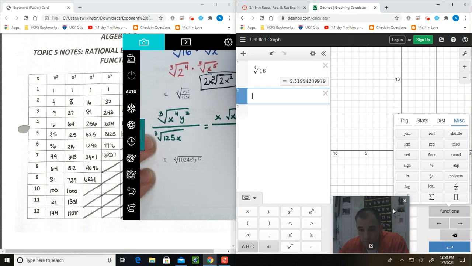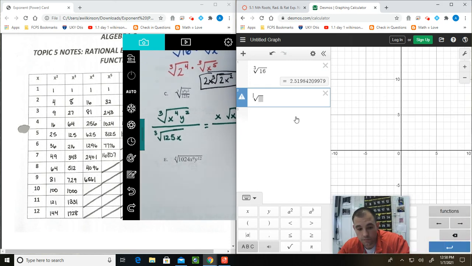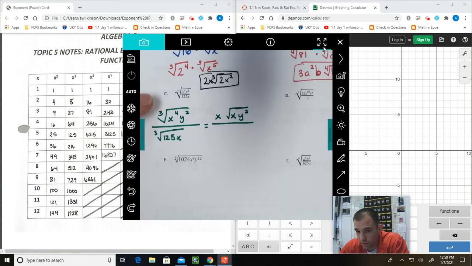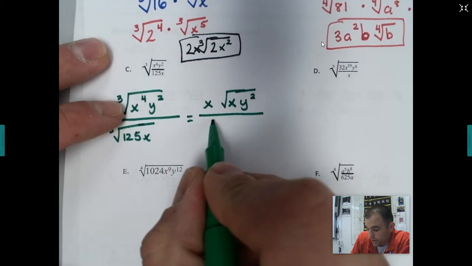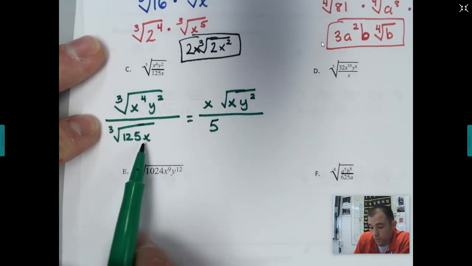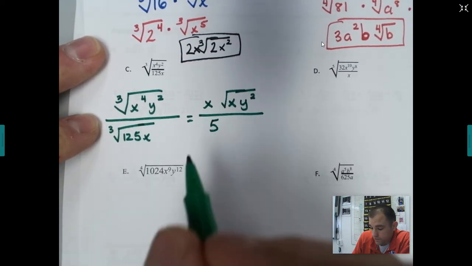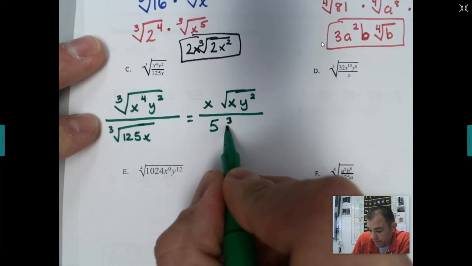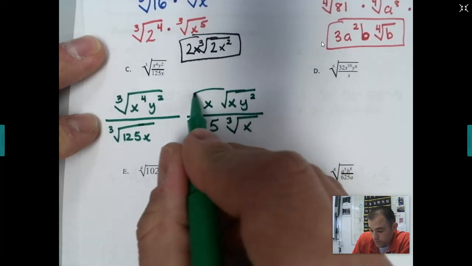Try the cube root of 125. And it works. It comes out even. The answer is 5. So this is going to turn into 5. There's only 1x right here, so I can't take out 3 if there's only 1. So we're done.